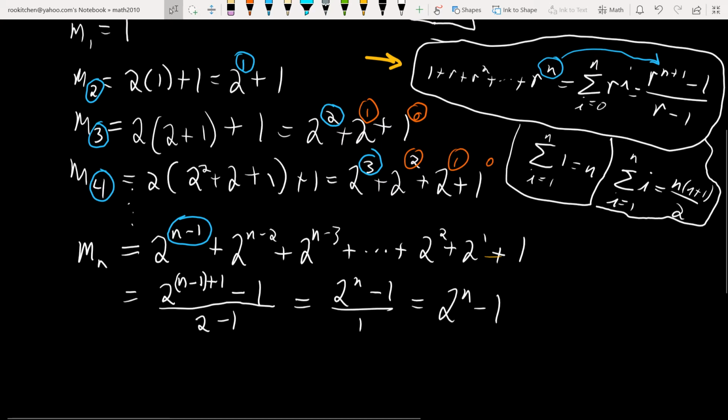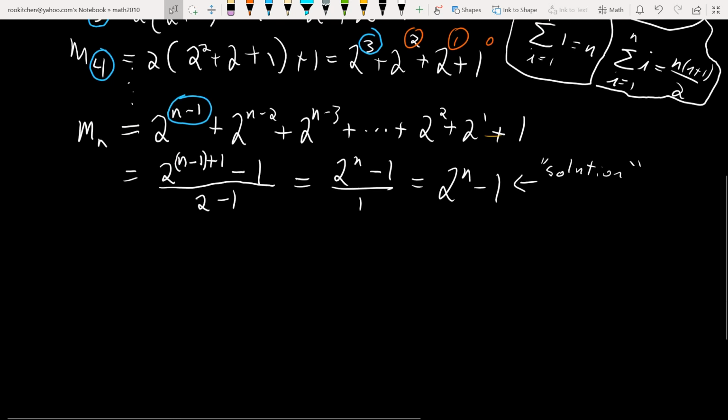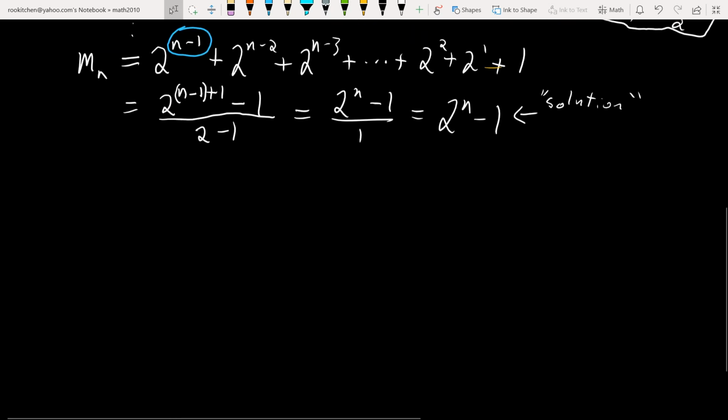And there's no dot dot dot in here. There's none of this m sub n minus 1 in here. It's just a nice closed form. That's our guess for the explicit formula solution, our quote-unquote solution to the recurrence relation. Okay, great. Let's do one more.